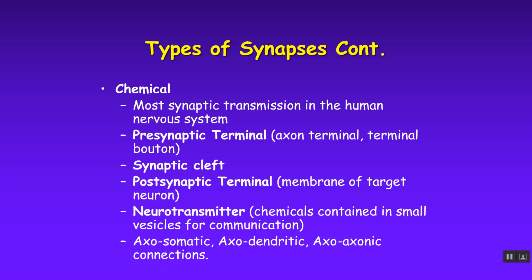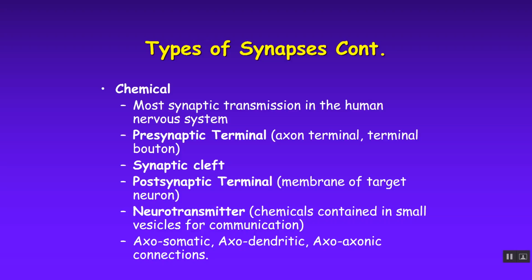which is the one we're going to spend the most time on because that's probably the most common type of synapse or connection between neurons and muscle cells and glands. So in most synaptic transmission in the human nervous system, we have a presynaptic terminal. So these are at the end of the axons. Okay, these presynaptic terminals are also known as just an axon terminal. So presynaptic terminal, axon terminal, or terminal bouton are the three interchangeable terms for that.